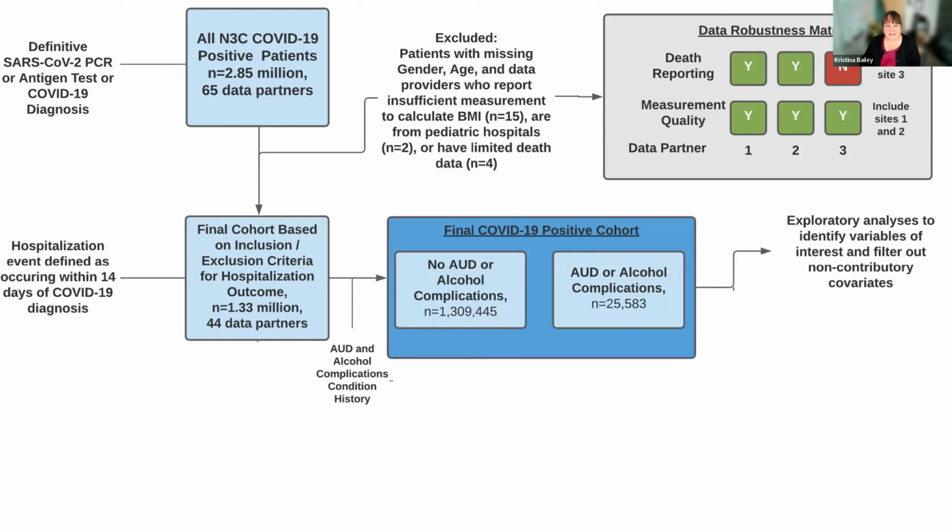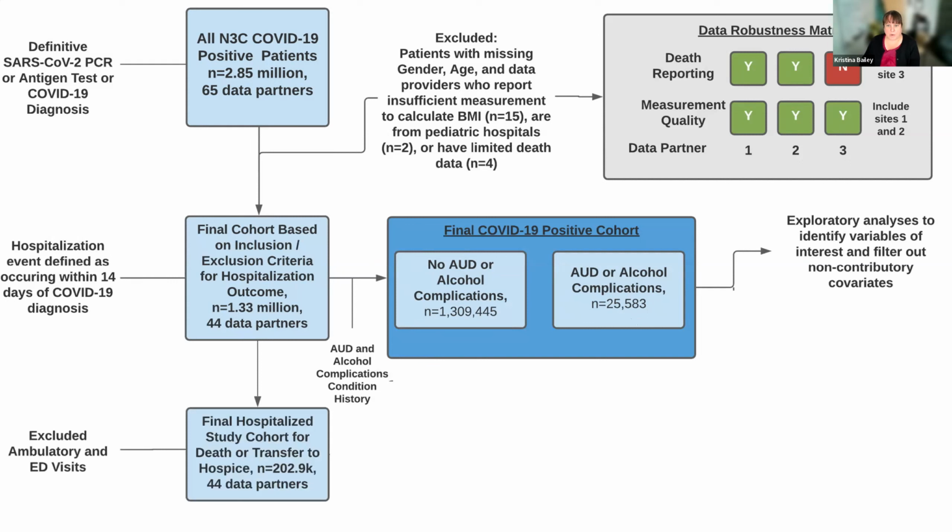Once we broke that into those with no AUDs, we had 1.3 million, and we found 25,000 people with either alcohol use disorder or alcohol complications. Once we completed that analysis, we went on to look more carefully at the hospitalized study cohort, since there's better data for mortality in inpatient people.